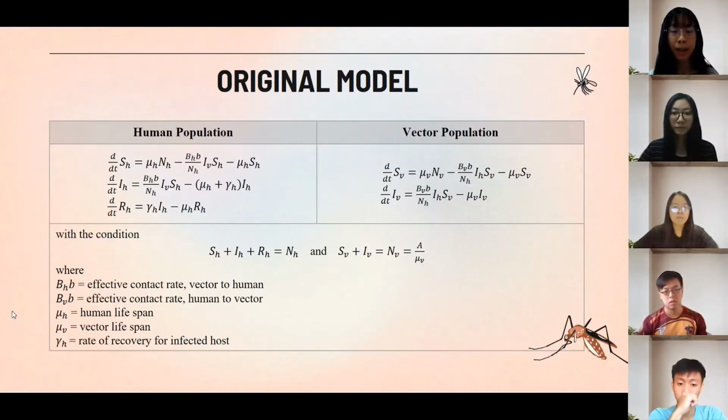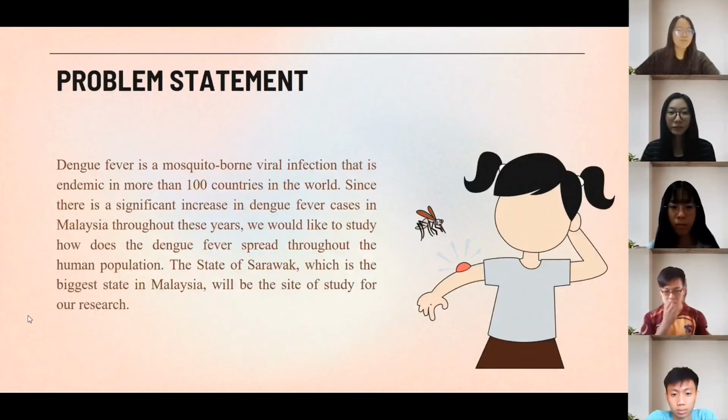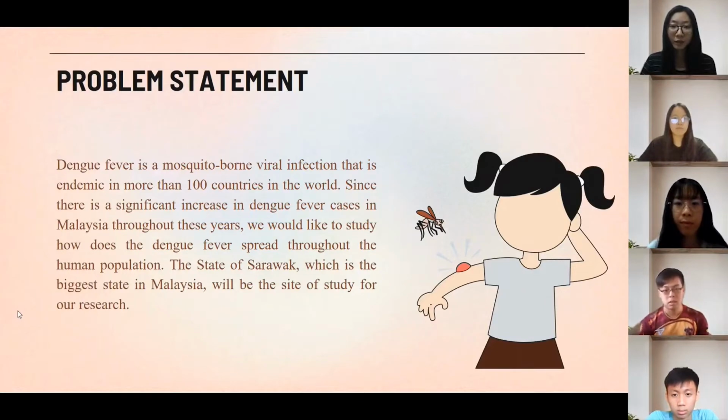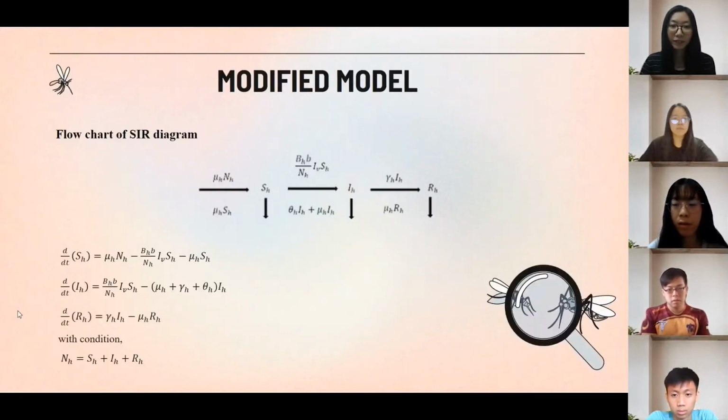involving several parameters. Next. Dengue fever is a mosquito-borne viral infection that is endemic in more than 100 countries in the world. As stated in the introduction, since there is a significant increase in dengue fever cases in Malaysia throughout these years, we would like to study how dengue fever spreads throughout the human population. The state of Sarawak, which is the biggest state in Malaysia, will be the site of study for our research. To reduce the complexity of the SIR model, our project will focus on the host population only.